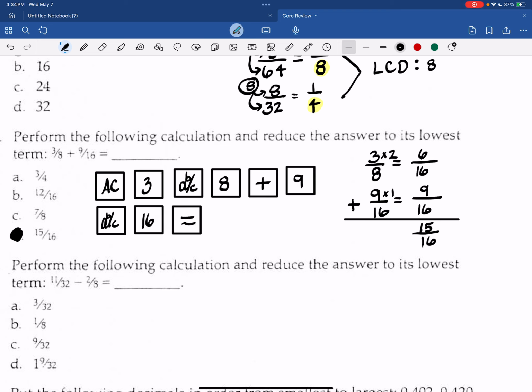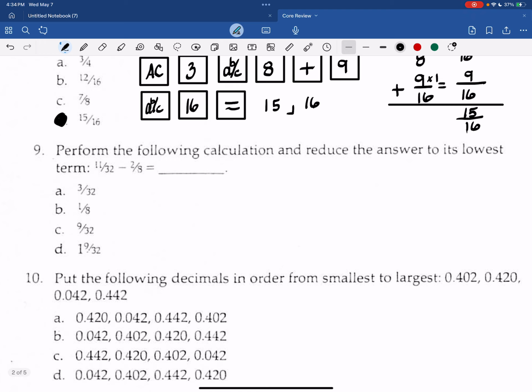Okay, I'm going to type this into my calculator to be sure that I don't have mistakes. All clear, 3 fraction 8 plus 9 fraction 16 equals 15/16. This calculator will always take it to lowest terms. So either way, for this one, I would need to know it without a calculator because it's tape measure. Same with this one.